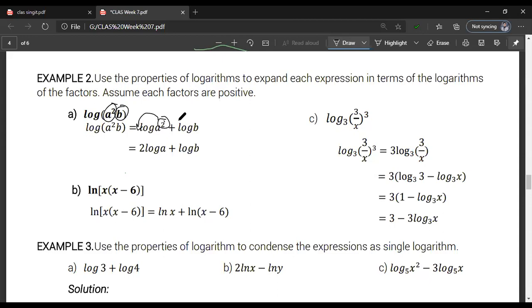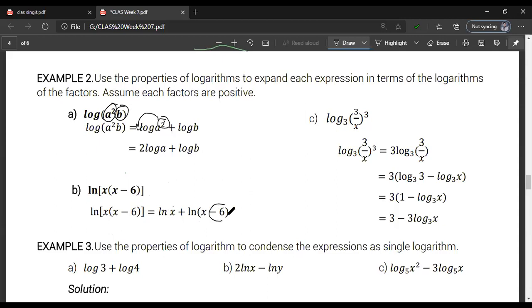Okay. So next, ganito din. Ln of quantity x times x minus 6. Yan siya. So paghiwalayin natin si x and x minus 6: ln of x plus, kasi times ang pagitan, ln of x minus 6.